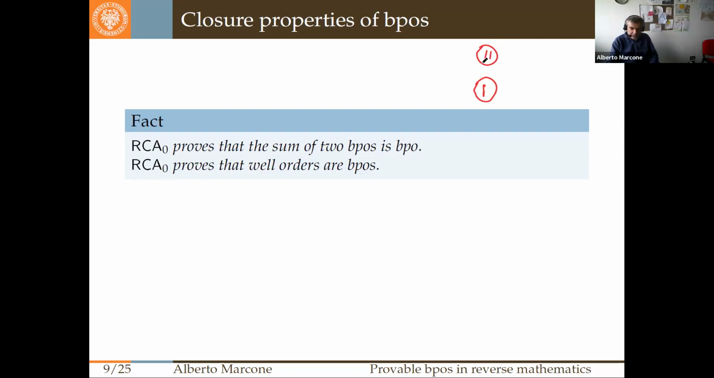So I'm putting every element of the first partial order below any element of the second partial order. I'm doing a sum just by putting everything in the first partial order below the second one. And if I do just this very simple operation, it's easy to see that RCA_0 will preserve better partial order. If both of them were better partial orders, this sum is also a better partial order. Also, another thing that you can prove in RCA_0 quite easily is that if you take a well order, well, a well order is a linear order, but in particular is a very particular kind of partial order, and so this turns out also to be a better partial order.